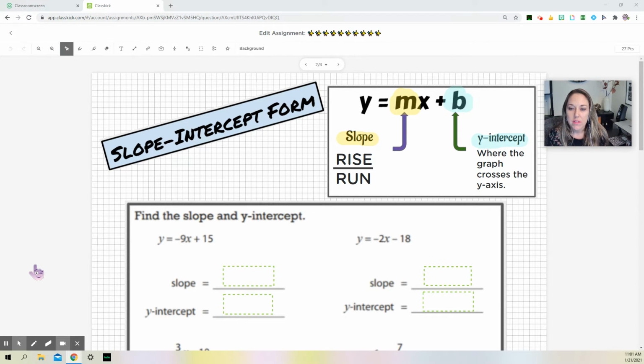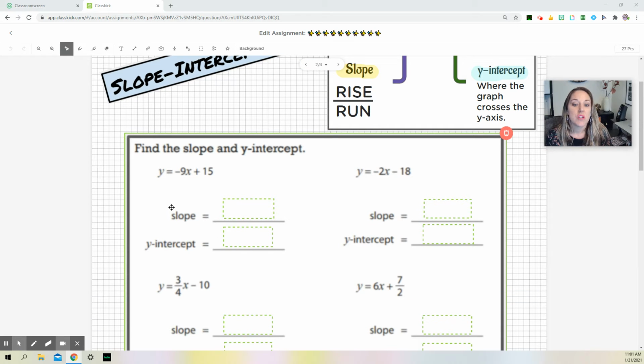This video is to help you with your class kick, slide 2 for this week. When we're talking about slope-intercept form, y equals mx plus b, remember the m is the slope and the b is the y-intercept. The m, as long as it's in slope-intercept form, is located right in front of the x. So for example, in this problem, right in front of the x, we see the number -9. And so -9 is going to be the slope of that line.